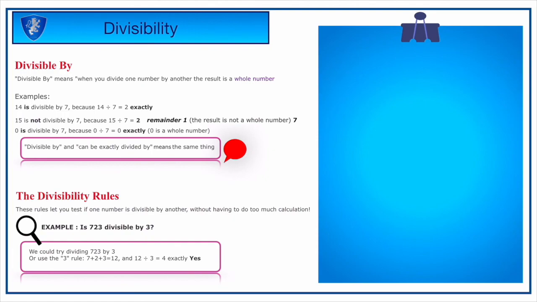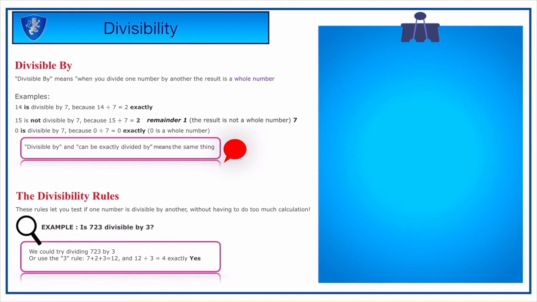And 0, by the way, for those of you who don't know, is regarded as a whole number. And 0 is divisible by 7 because 0 divided by 7 is 0. So divisible by and can be exactly divided by mean the same thing. That's important to understand. Now, before we look at all the rules for the divisibility tests, let's look at this simple example.